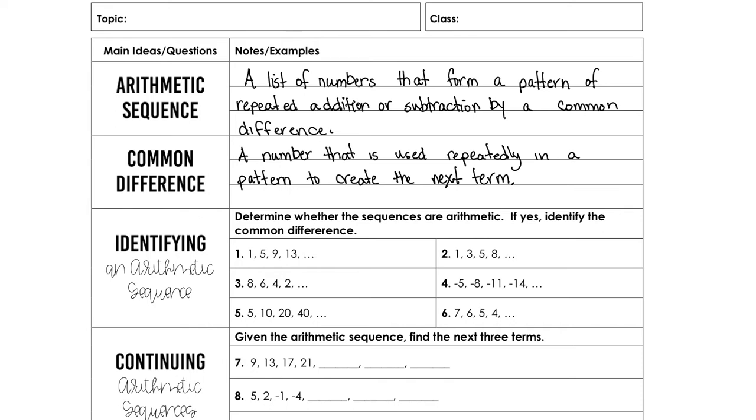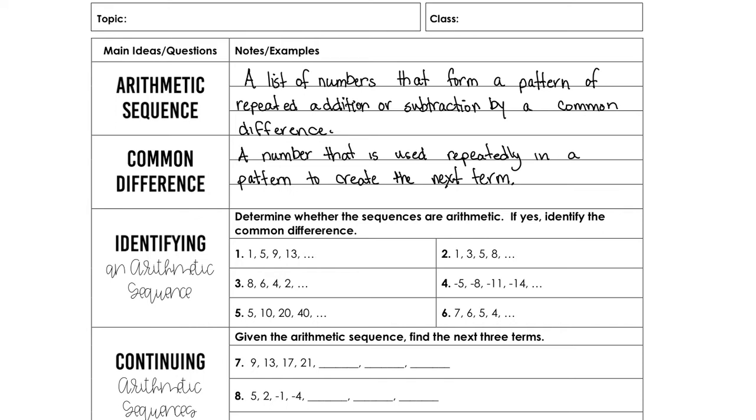So an arithmetic sequence is when a list of numbers forms a pattern of repeated addition or subtraction by what is called a common difference. Now, a common difference, right? So we use a new word in the definition. So what is a common difference? A common difference is simply the number that is used repeatedly in your pattern.